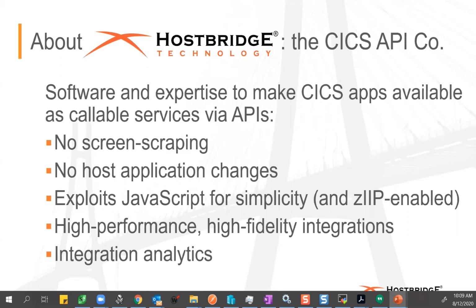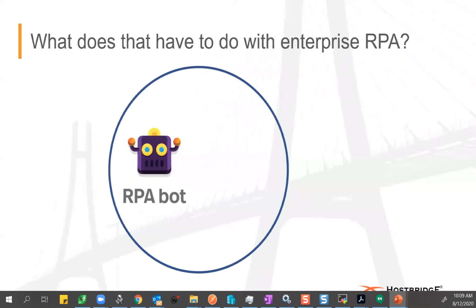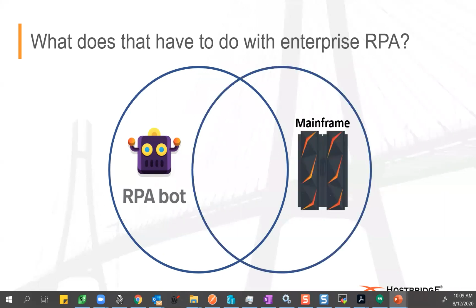So let's get on to RPA and ask the question, well, what does any of that have to do with enterprise RPA? And we're going to get into that. But we're going to begin with this diagram with just a simple, seemingly harmless bot over there on the left. For purpose of this presentation, we will imagine that it's a Blue Prism bot. But over here we have a mainframe. And the question is, how is that bot going to interact with the mainframe? Now, in this diagram, we've positioned HostBridge there because we think, and we'll circle back to this, we think we offer a far more efficient way to make that happen.